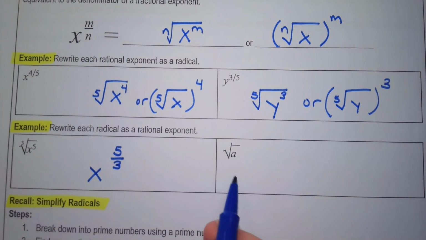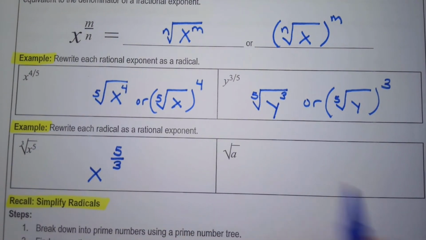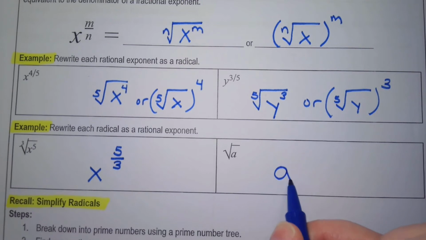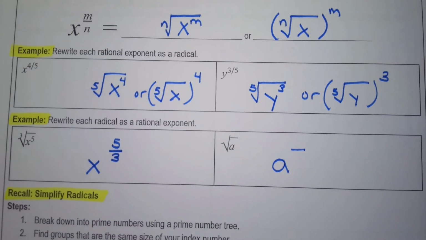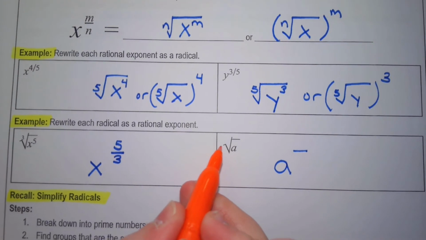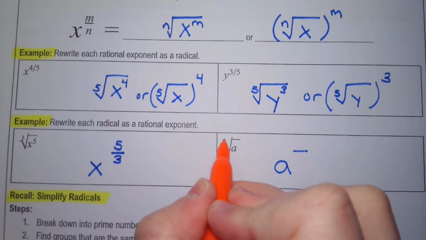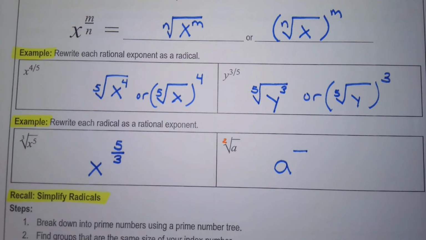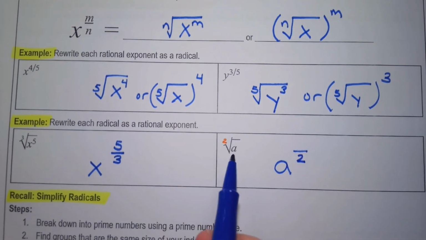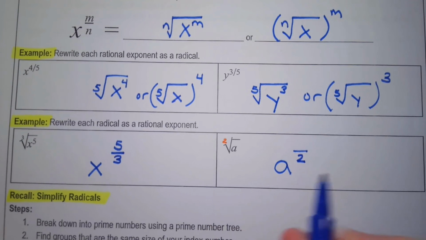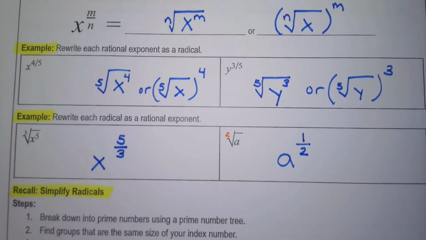All right, this one, square root of a. So a is my base. We know there's going to be a fraction. Now, here's the big thing you have to remember. When you have a square root, even though there is no index number, technically it is a 2. So we're going to have 2 in the denominator, and since we do not have another exponent, it is just 1. So this is a to the 1/2.